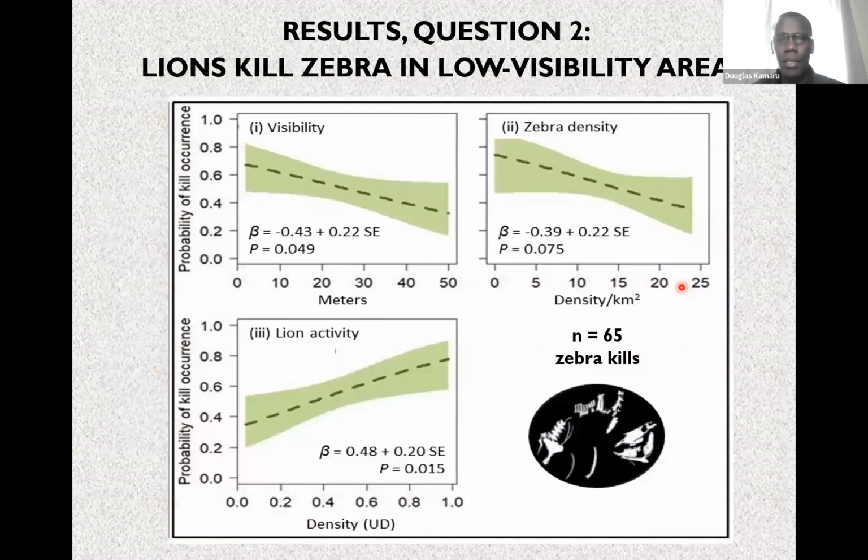The results for the resource selection functions for lion kill sites showed that lions killed zebras in low visibility areas, as you can see in these results here. They also killed in areas where zebras were few, and in areas where lion activity was high. So those are the three things that were selected by my topmost resource selection functions model.